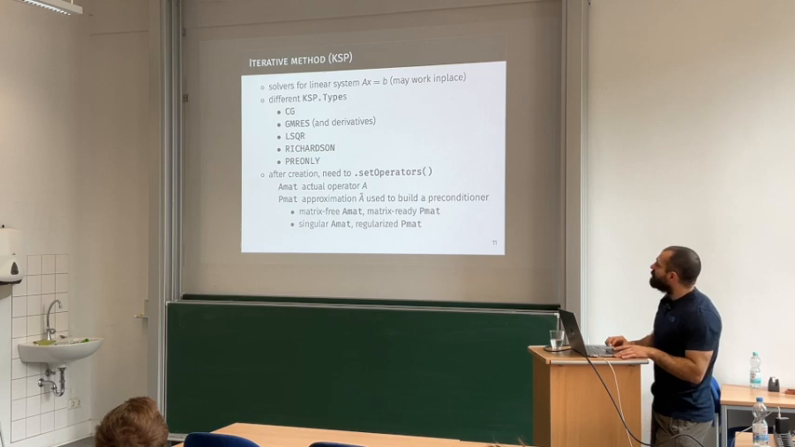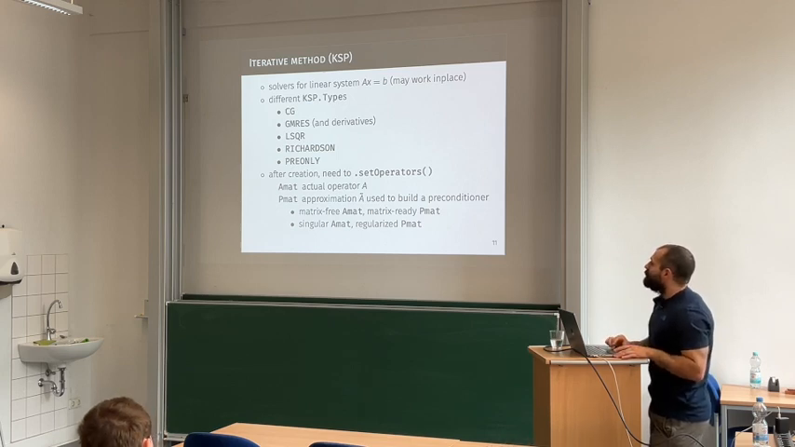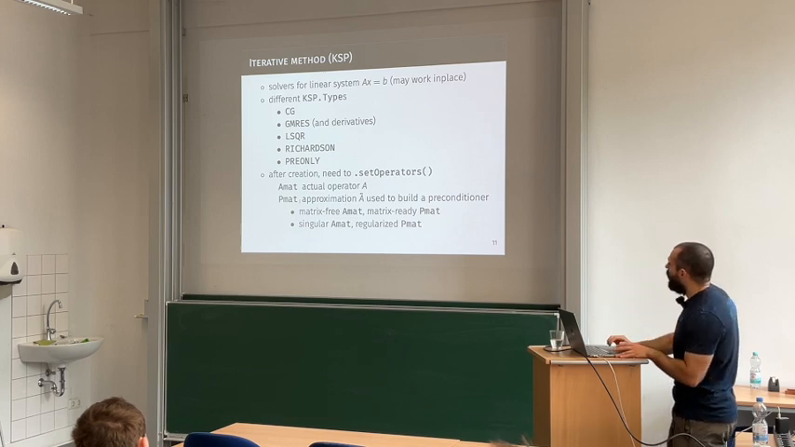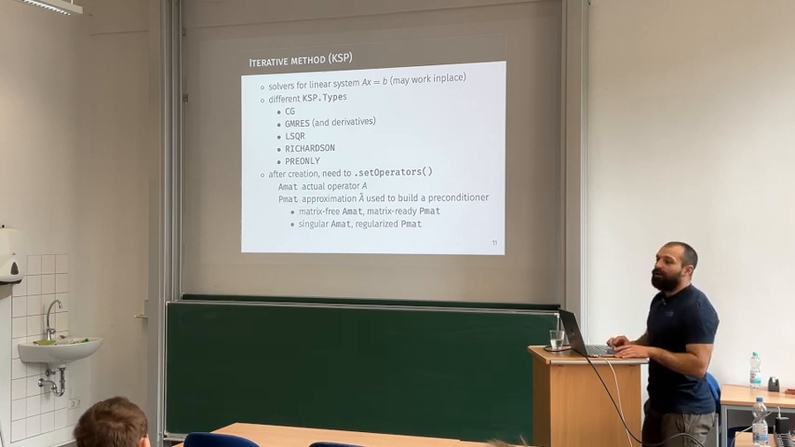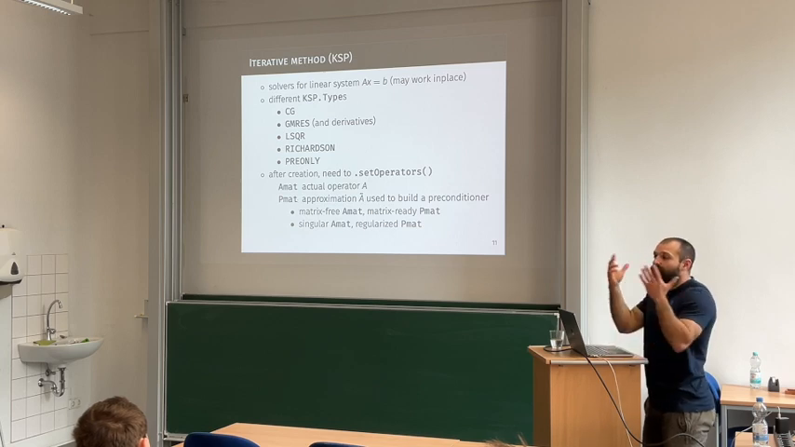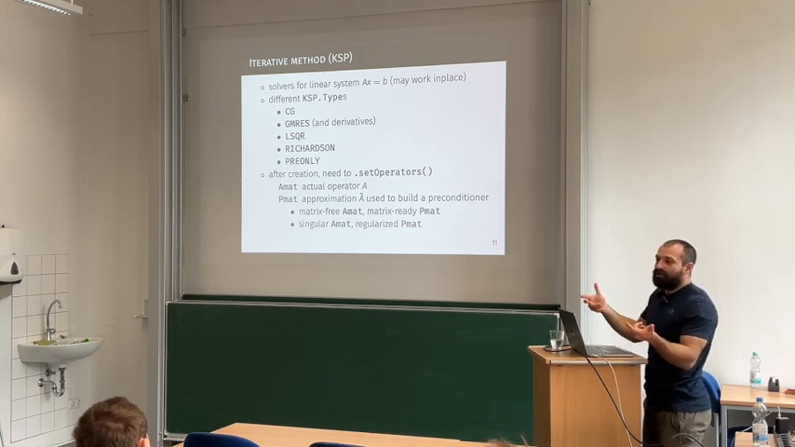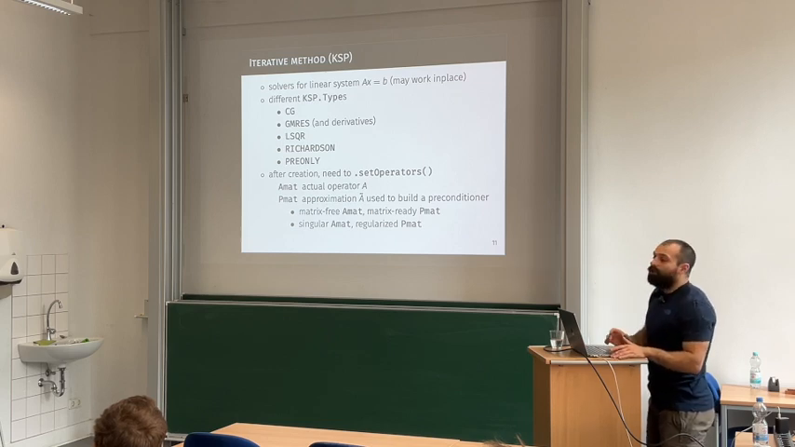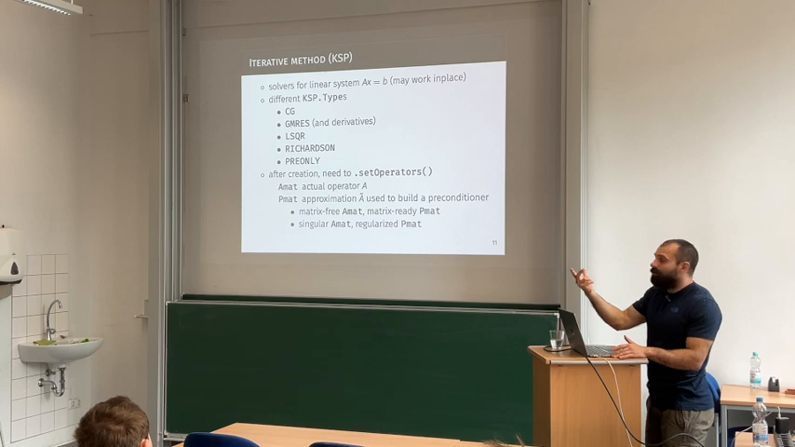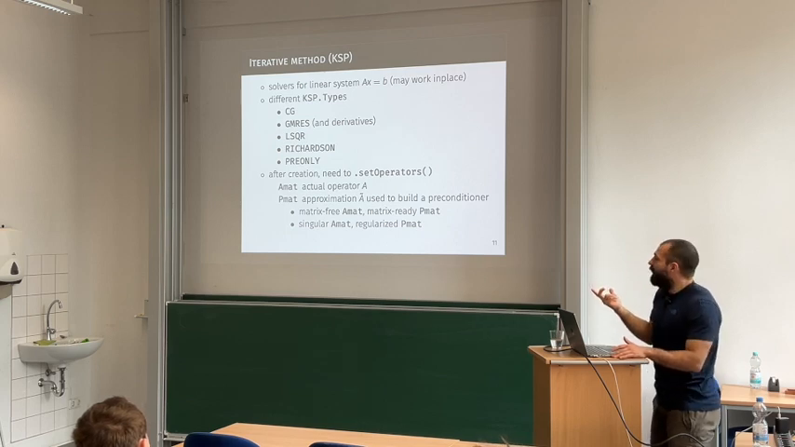Then you can supply another operator, another Mat, which is the P, which in PETSc lingo we call the Pmat, and which this time will be an approximation of A. So for example, name it A tilde, which will be used to build the preconditioner. For example, let's say you have a matrix-free operator A, so you don't have the actual representation of A, you just have a matrix vector product implementation, but you still want to implement some sort of preconditioner on A, for example the Jacobi method. Well, you need to be able to supply the diagonal of your matrix A, and so this could be used as your Pmat.